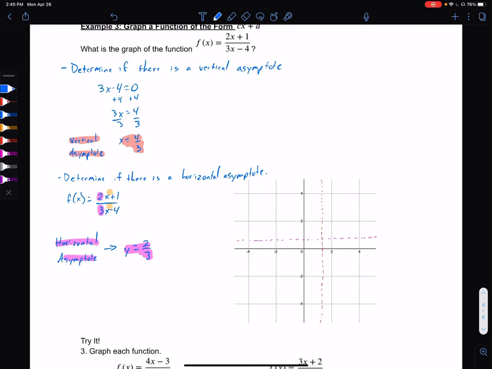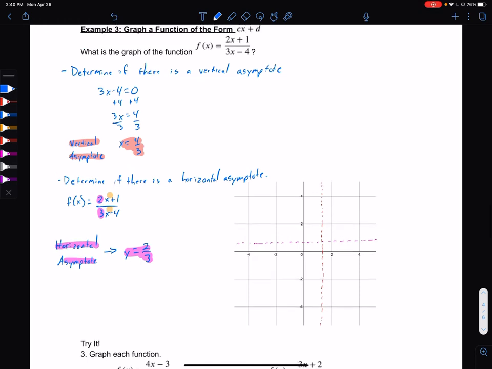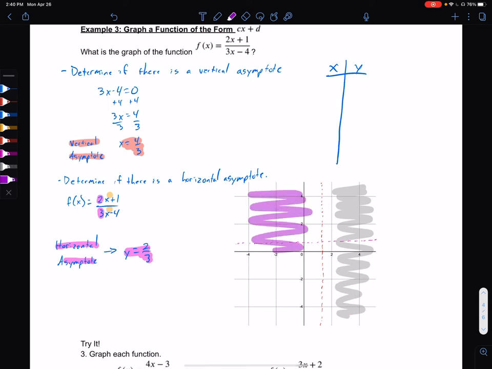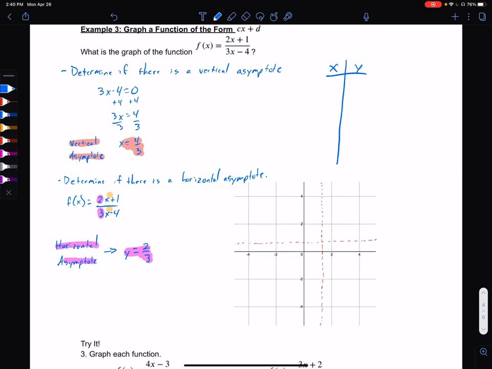I'm going to set up the chart, but I'm not going to work everything out to save a little bit of time in this video. What you would look to do is make an XY chart and find some points on the graph. Some good points to pick are a couple points to the right of the vertical asymptote and a couple points to the left of it. You don't want to pick points right on the asymptotes, although in this case you would really never pick fractions anyway.